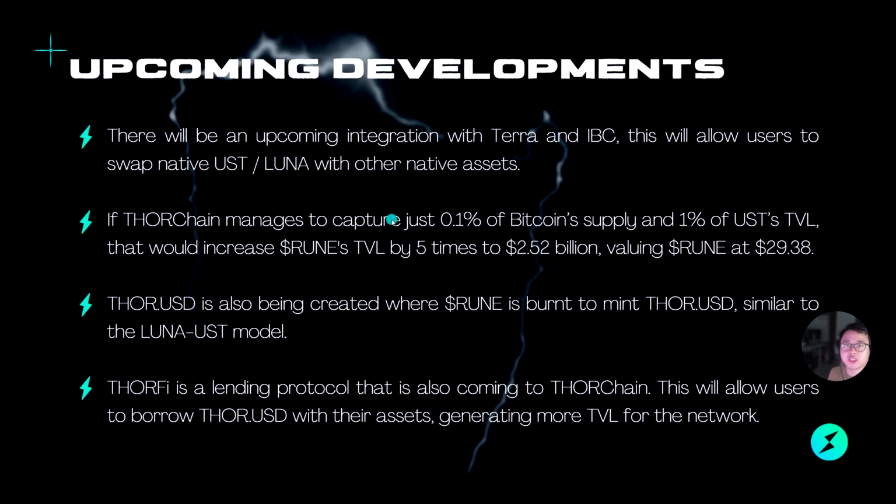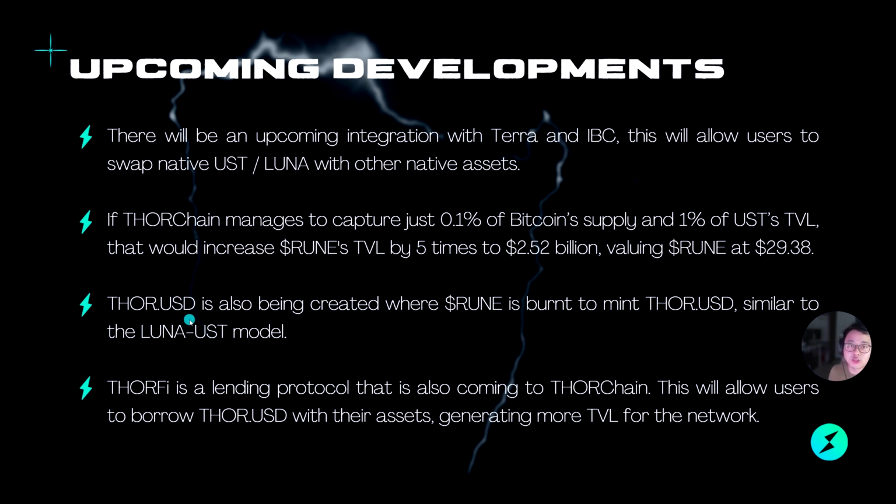And if THORChain manages to capture just 0.1% of Bitcoin supply, as well as 1% of UST's total market cap at the moment, this would increase RUNE's TVL by 5 times to 2.52 billion, valuing RUNE at the current price and current circulating supply around $30. So the price of RUNE right now is about $8. Of course, if you are seeing this video, it might be way higher than that in the future. But that does show that there's quite a lot of room to grow if these fairly realistic scenarios were to happen. So that's quite a bullish case.